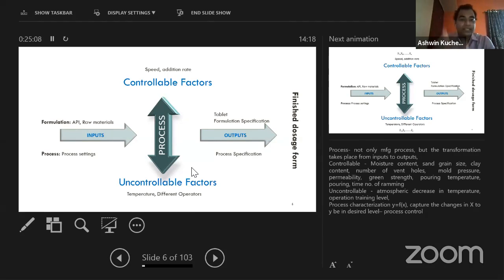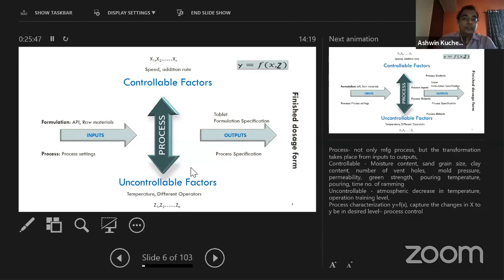A decrease or increase in temperature may not be controllable, because when you start decreasing the temperature we have to wait for some time, or it can't be controlled at a specific limit. So these are the control factors and the uncontrolled factors. If I term these control factors and uncontrolled factors as X and Z respectively, then I can say that my output Y is a function of X, the controllable factors, along with some properties of the uncontrollable factors, that is Z.